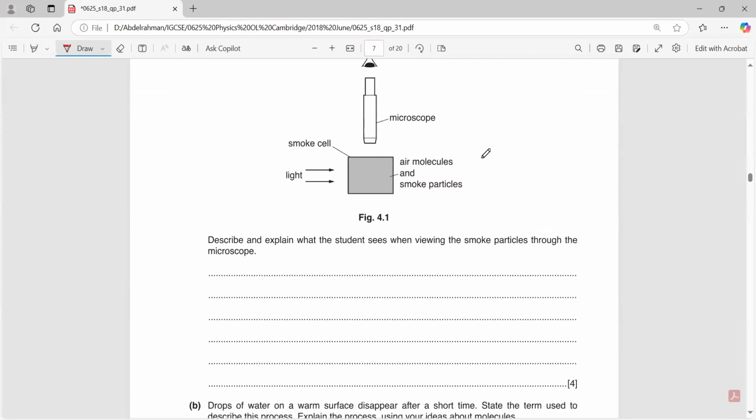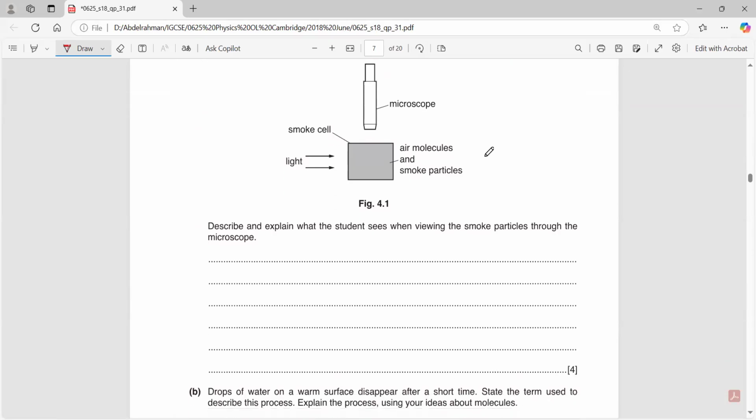Now I have a microscope. I'm observing a smoke cell. Describe and explain what the student sees when viewing the smoke particles through the microscope. When viewing the smoke particles, the smoke particles will start to move in a random zigzag motion.